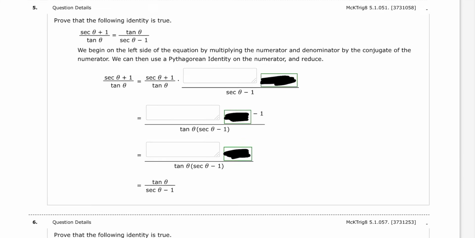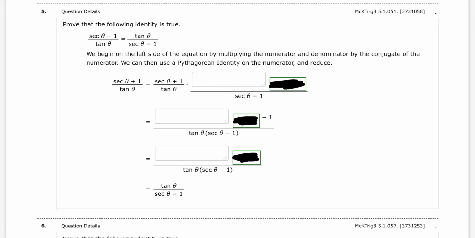For number 5, the same thing. They're starting us off on the left-hand side, and then they're multiplying the top and the bottom by the same factor. In this case, the conjugate of the numerator, so secant theta minus 1, secant theta minus 1. Whatever you do to the bottom, you must do the same thing to the top.